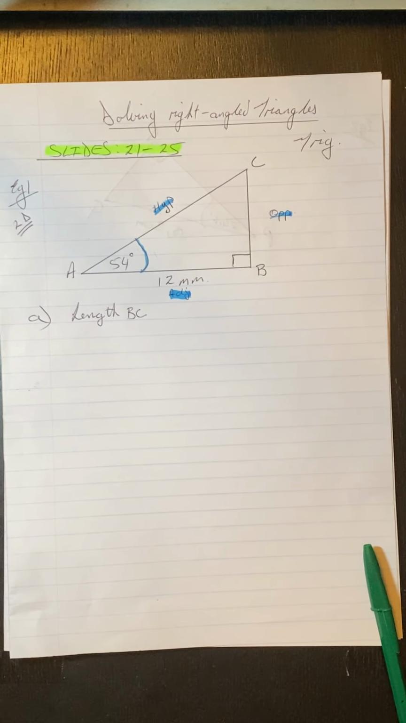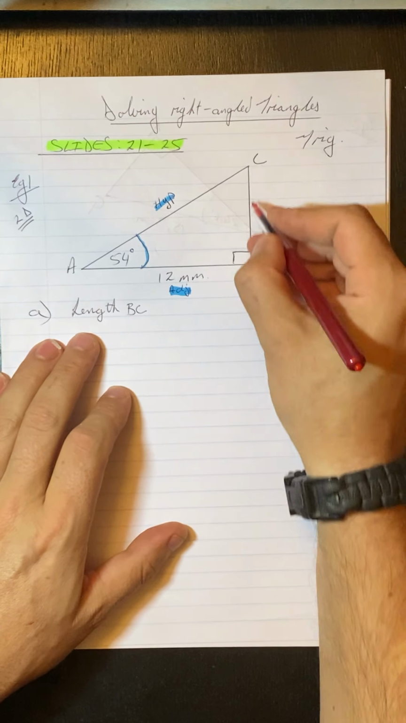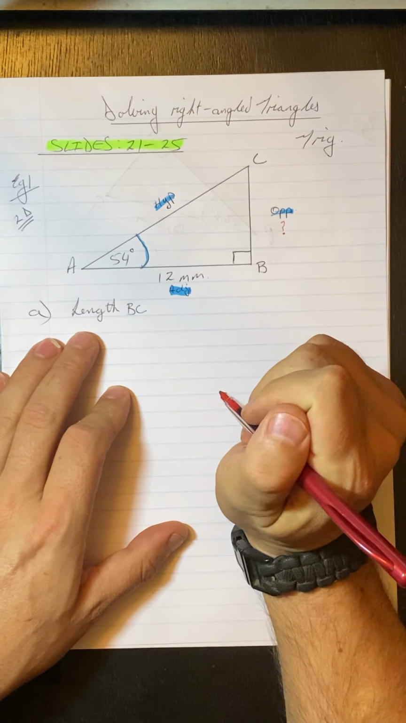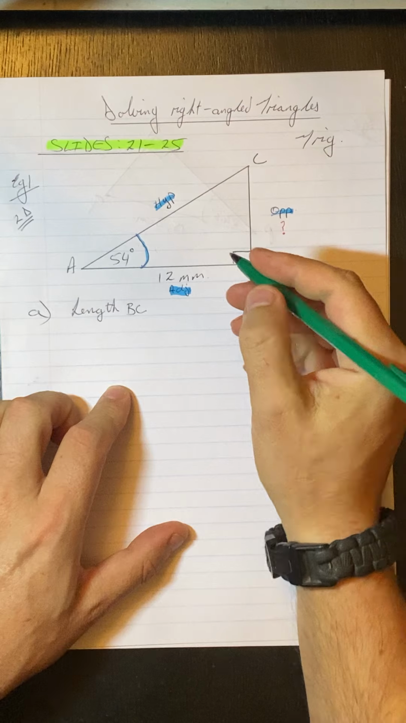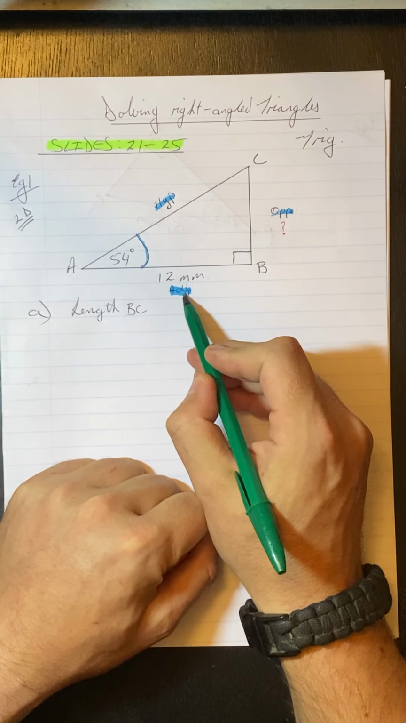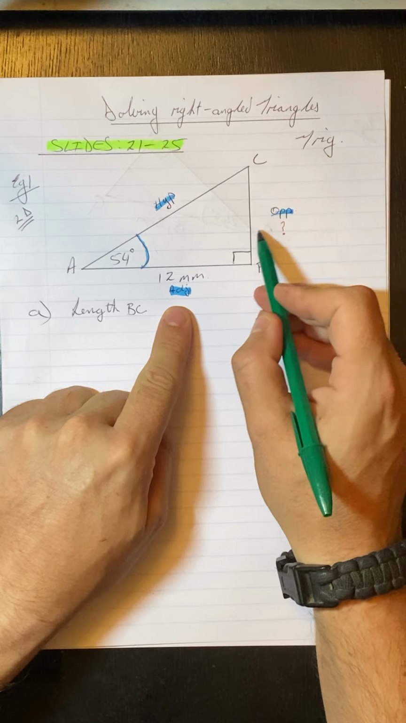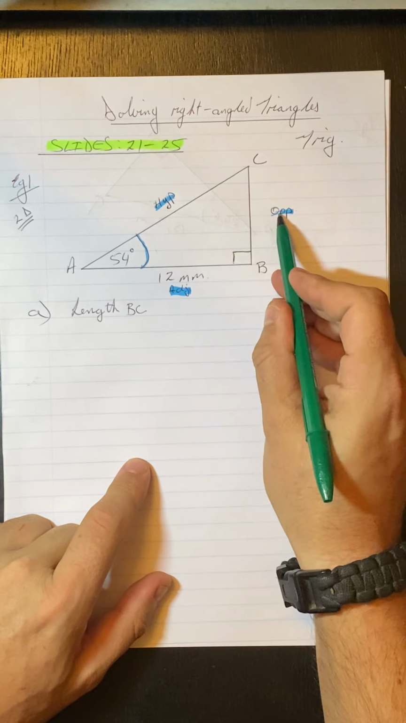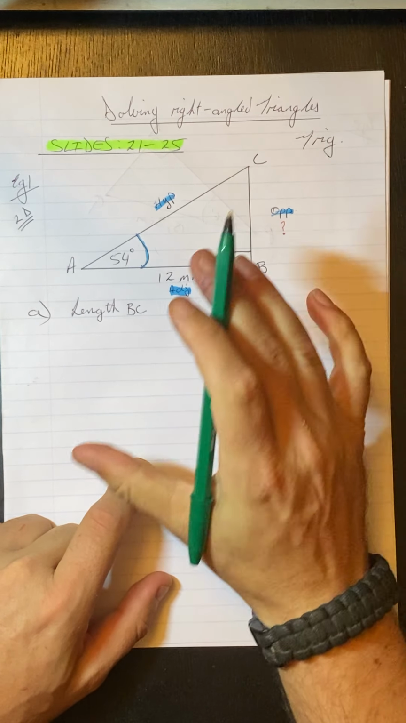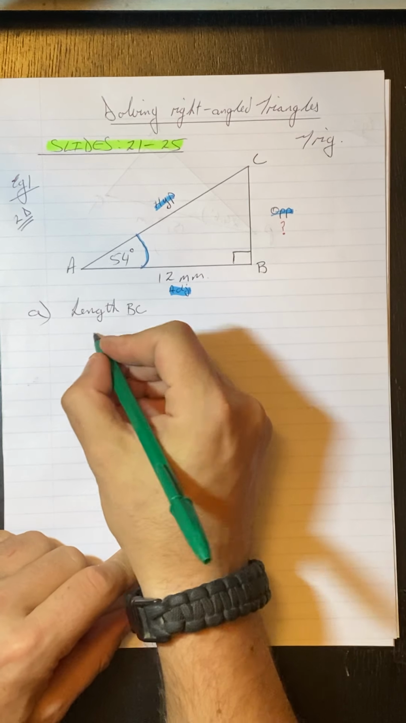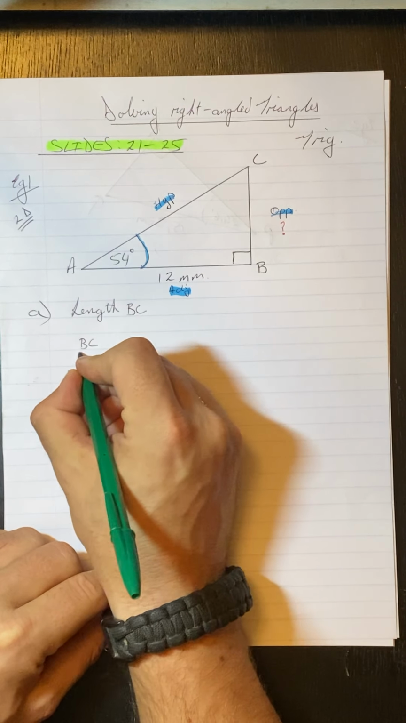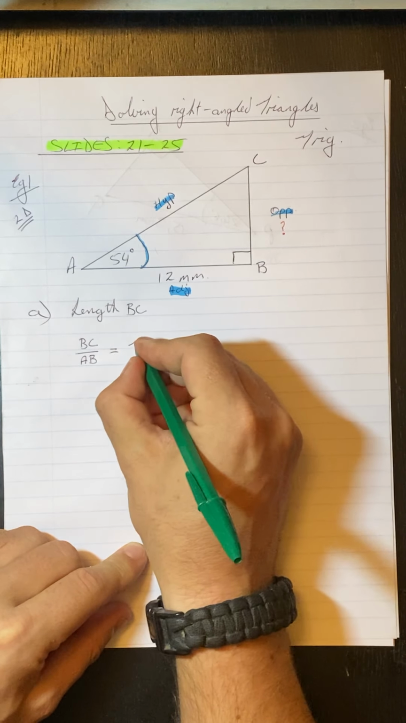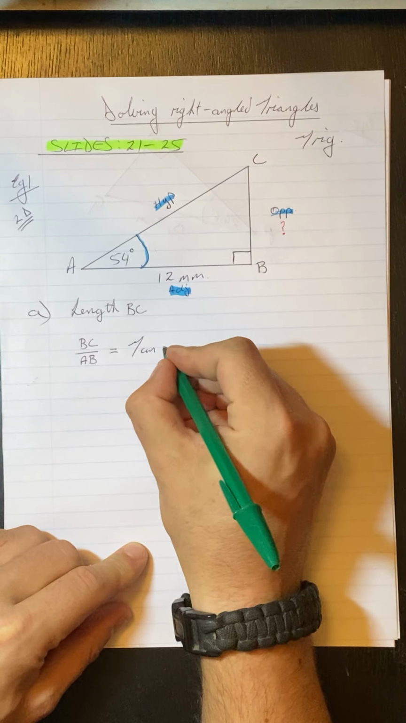Okay, so they want us to find length BC, which is this one over here, and we can see that's our opposite side to our angle. What I'm going to do is choose the other side that we know, which is this one here. So we want an opposite, we know an adjacent. Which trig function has that combination of opposite and adjacent? It will be tan. Okay, so we know that BC over AB will be equal to tan of that angle there.